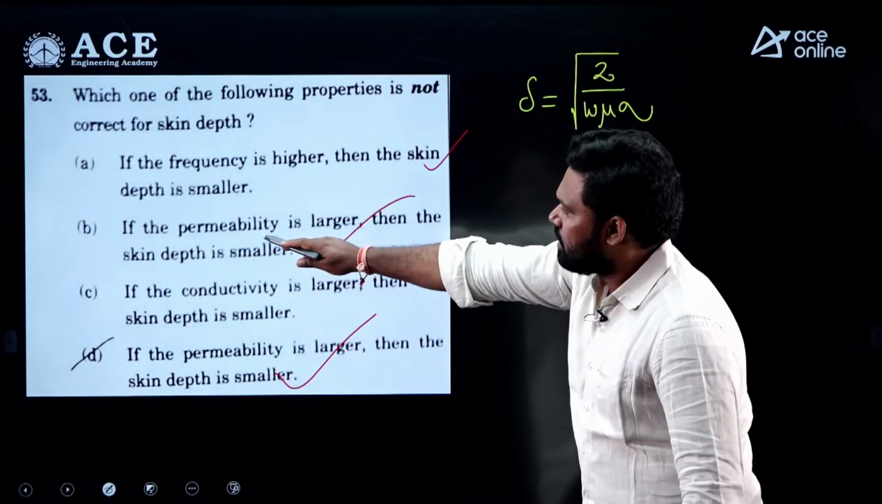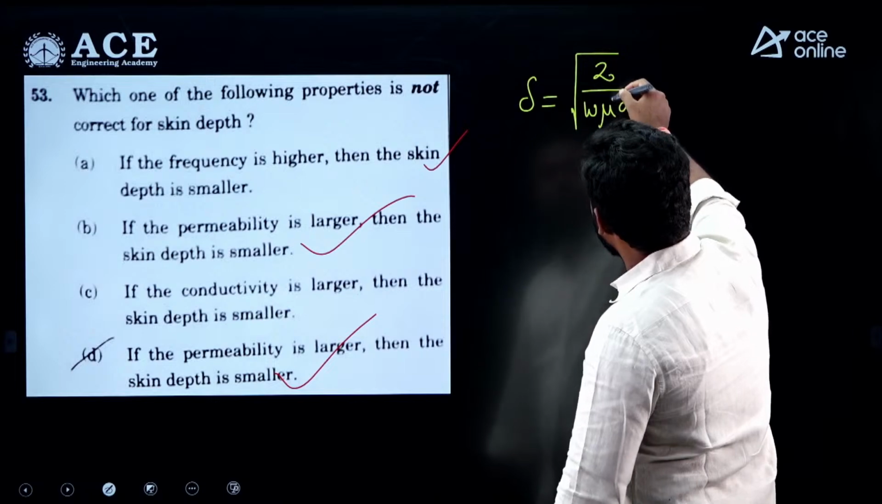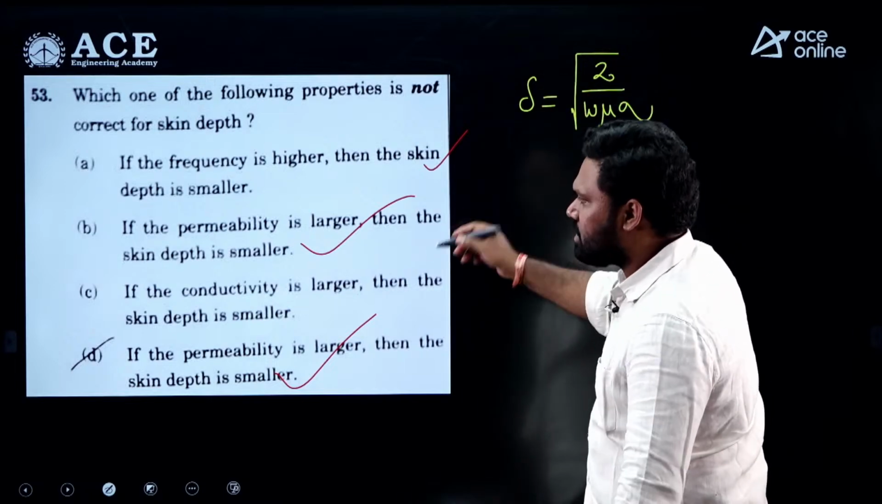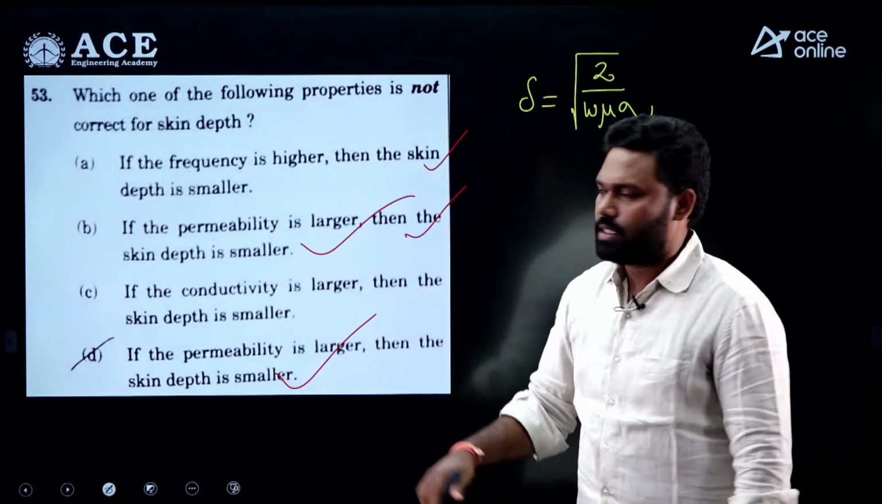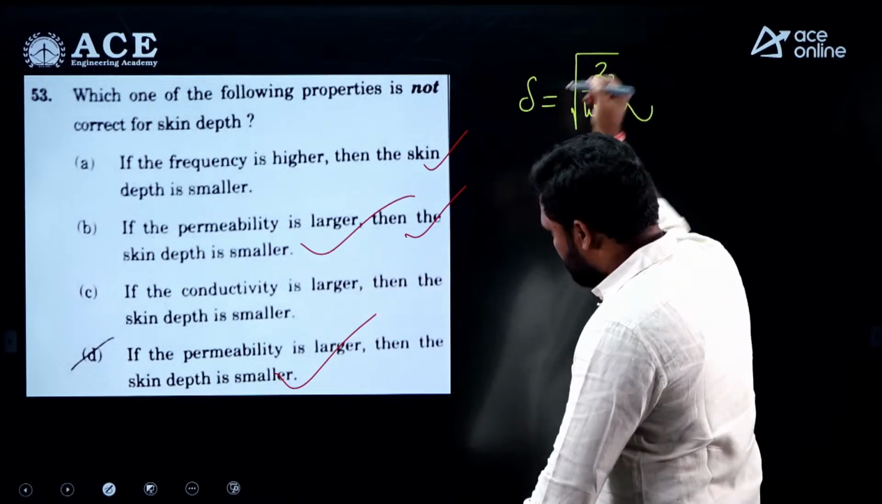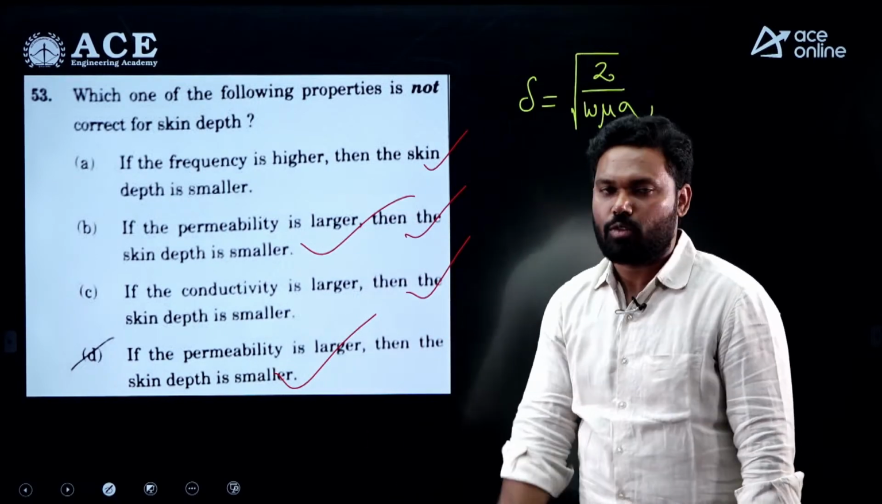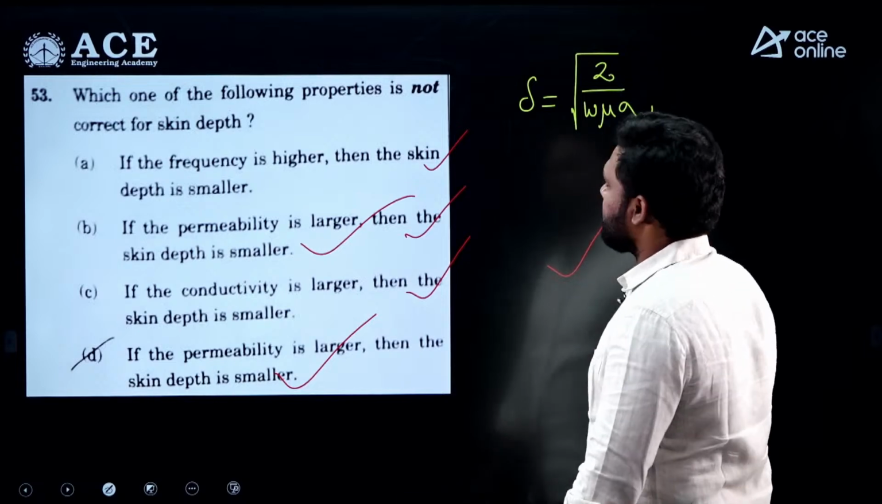So this is correct. Option B, if the permeability is larger, then the skin depth is smaller. Yes, this is correct. Option C, if the conductivity is larger, then the skin depth is smaller. This is also correct. The same option got repeated, so I would not say anything about this. I leave it to the examiner.